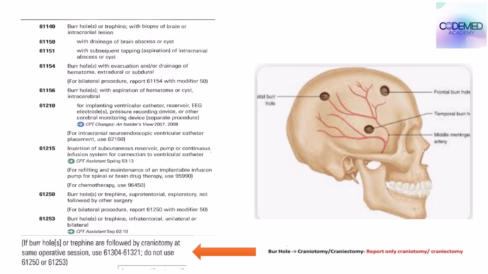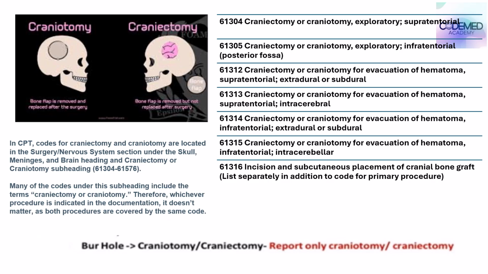So you begin with a burr hole but decide to go for the craniectomy or craniotomy, then I will code only for the craniotomy. This is a very important guideline one must know. So let us look at what is craniectomy and craniotomy. First, let us understand the two terminologies. The craniotomy is where the bone flap is removed and replaced after the surgery, while craniectomy means a removal. Here the bone flap is removed but not replaced after the surgery. That is the only distinction between a craniotomy and craniectomy.